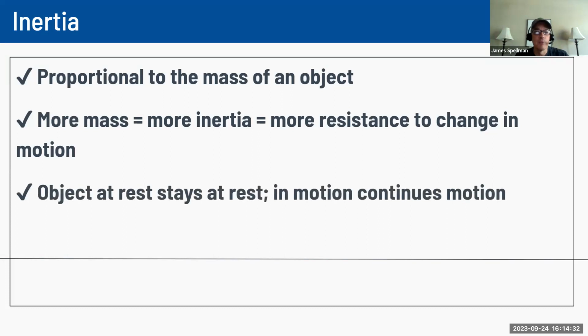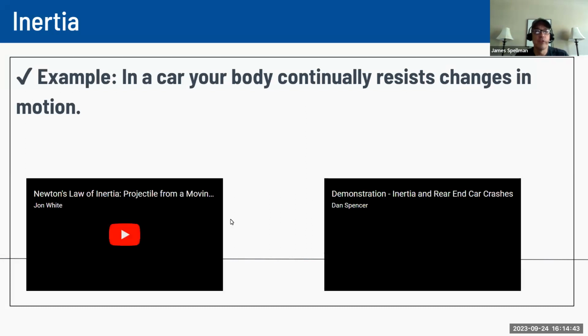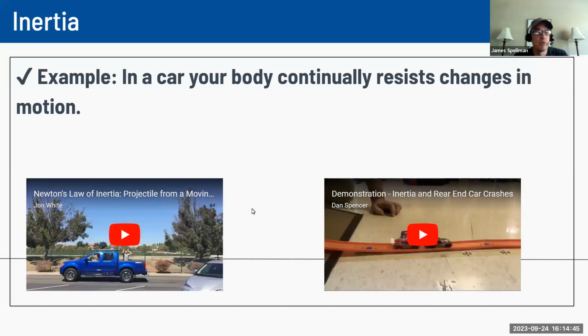Right. Again, an object at rest stays at rest. An object in motion is going to stay in motion. And the more inertia it has, the harder it is to change the motion that it does have. So, a couple of video examples. We experience inertia all the time.